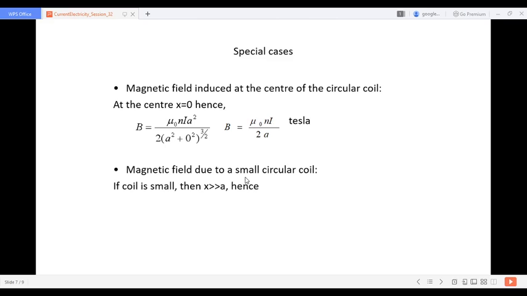Magnetic field due to the small circular coil. Small circular coil means the radius is much smaller as compared to the distance on the axis we have considered. So here for the small coil we have x much greater than a. Hence the equation can be written as B equals mu naught N I a square divided by 2x cube.